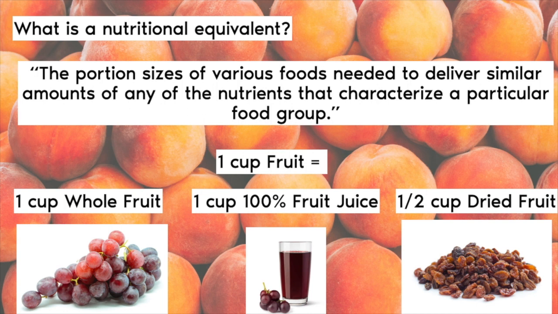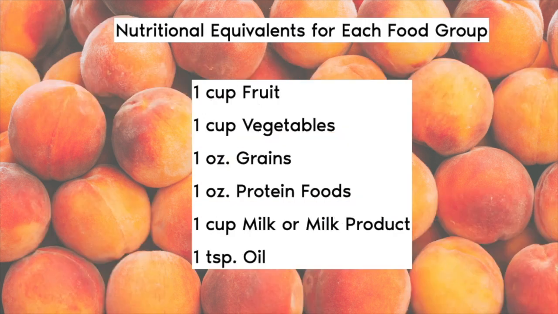For example, for vegetables, you might have 2 cups of raw kale or 1 cup of cooked kale, and that would both equal 1 cup of vegetable equivalent. So that would be 1 cup of cooked kale, 2 cups of raw kale to equal 1 vegetable equivalent cup. As I said, each of the food groups have these designated equivalents, and so for the food groups, it's 1 cup of fruit that you're trying to equalize things to, 1 cup of vegetables, 1 ounce of grains, 1 ounce of protein foods, 1 cup of milk or milk product, and 1 teaspoon of oil.